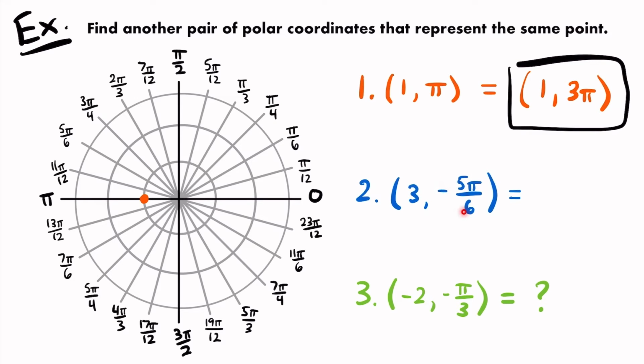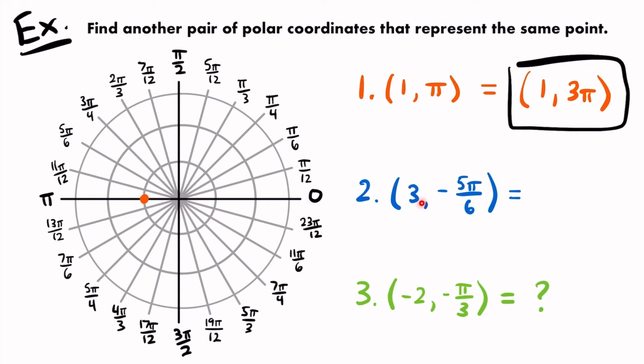Negative 5 pi divided by 6 is our angle. That is a negative angle. So we're going to measure that angle in the clockwise direction. And just as a reference, positive 5 pi divided by 6 would be this angle right here. So we're going to be doing the opposite of that measurement in the other direction. So that will take us to this angle right here of 7 pi divided by 6.